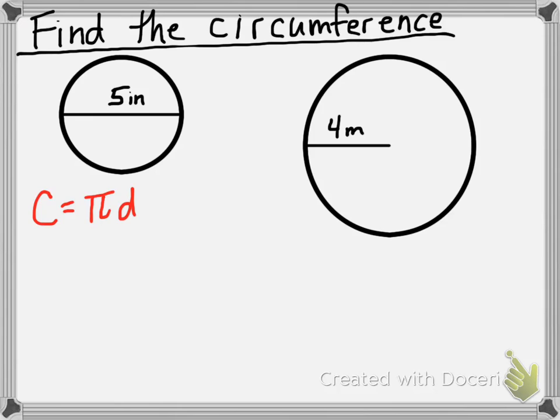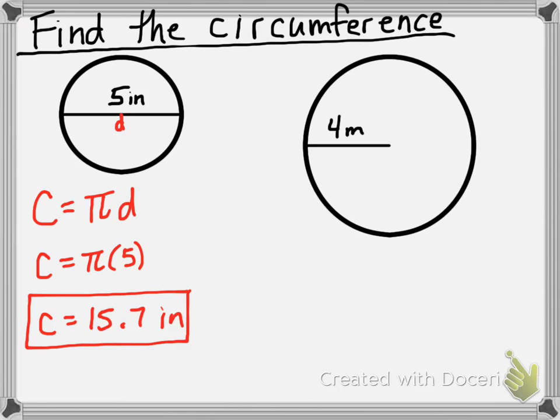Now I have to identify the pieces I need. All I need is the diameter. Well, here's the diameter, so it's 5. So circumference equals pi times 5. So the circumference equals 15.7 inches.